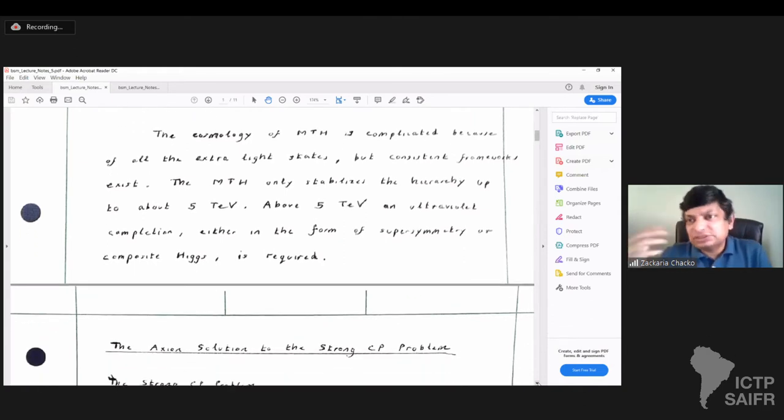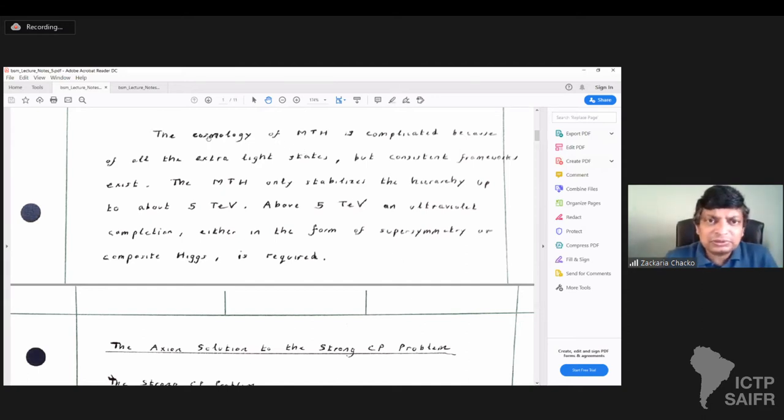But still, these bounds are quite weak compared to the direct production bounds, right? Even now, the top partners could be as light as 500, 600 GeV. And even by the end of the LHC run, even after high-luminosity LHC, et cetera, probably the fine tuning will only be like one part in 10 or something, compared to one part in 100 for the collective symmetry breaking or for the supersymmetry or something.